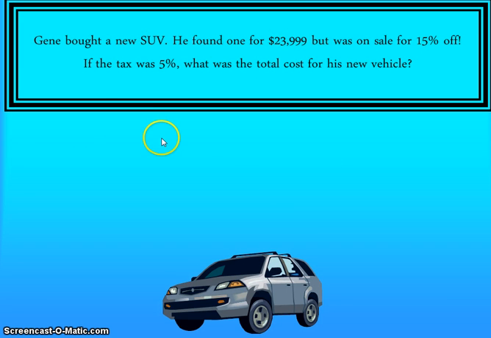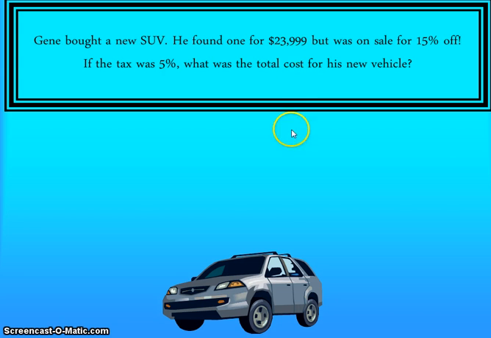Okay. Now this one is a bit more complicated. So this one says Gene wants to buy an SUV. He found one for $23,999, but it was on sale for 15% off. Good sale. So if the tax was 5%, what was the total cost for his new vehicle? So if something goes on sale, you still technically have to pay tax on it, but you pay tax on the sale price, not the original price.